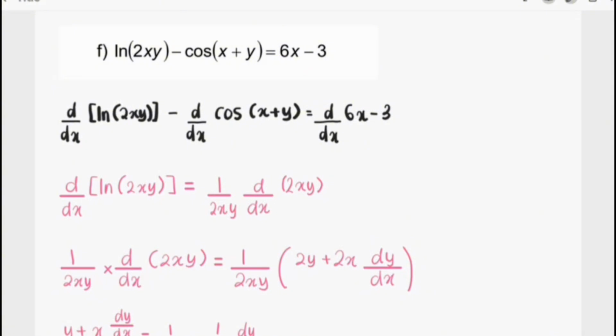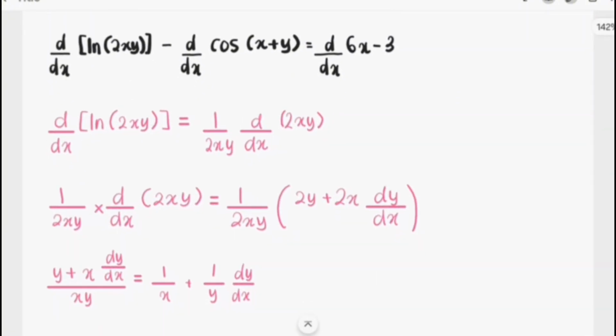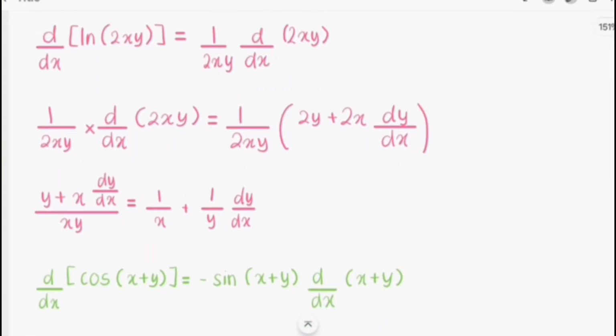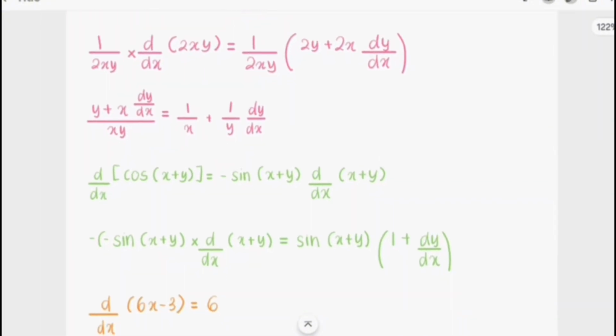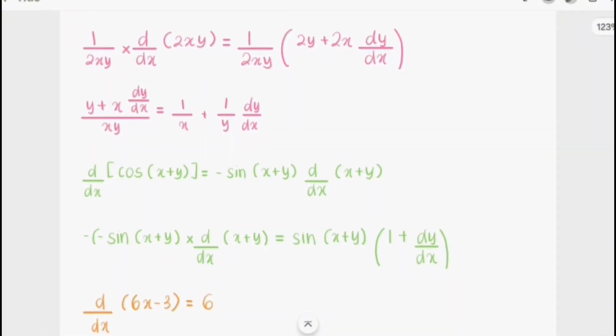To differentiate ln(2xy), I apply the chain rule. Next, I differentiate 2xy using the product rule: 1 over 2xy times (2y plus 2x dy/dx). We simplify the equation and separate the fraction into two parts, which simplifies to 1 over x plus 1 over y dy/dx. Next, to differentiate cos(x plus y), we use the chain rule.